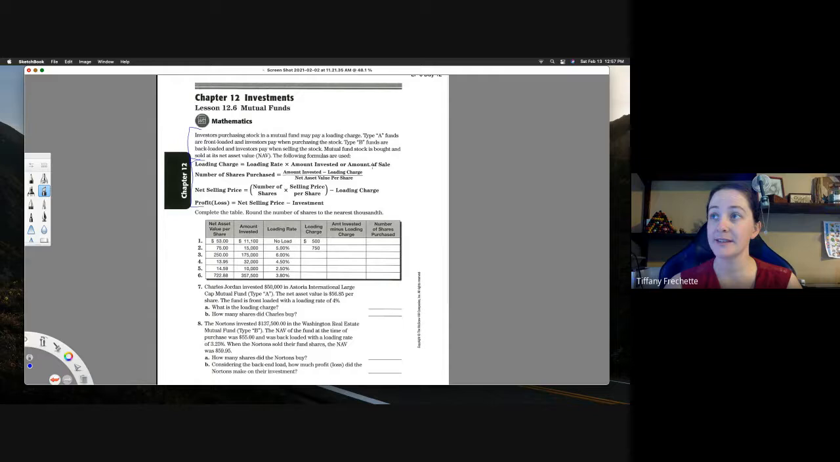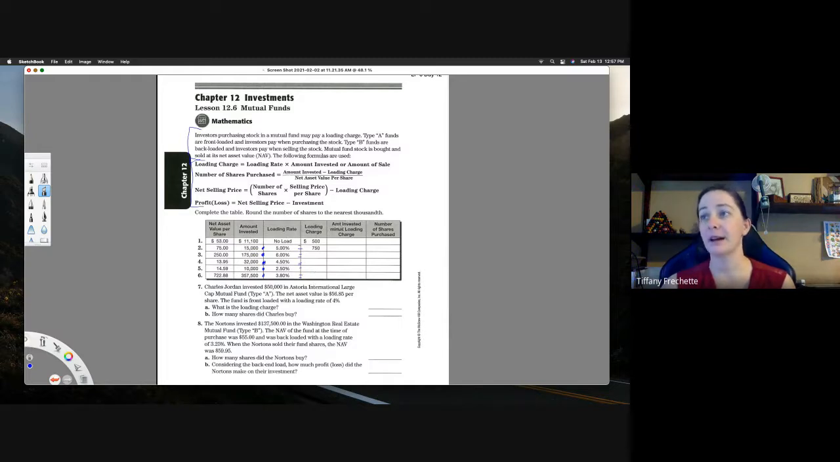So amount invested, how much did you invest, times the loading rate, the percentage they're giving you. You simply multiply, and I'm going to put a little dot in here showing multiplication, all the way down, and that will give you this column here, okay? So if you do 15,000 times 5%, you get 750. That's how they fill this in, so you can fill in the rest of these. It's just a simple multiplication there.